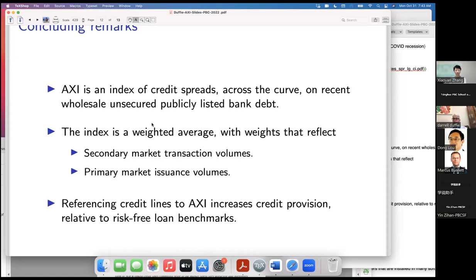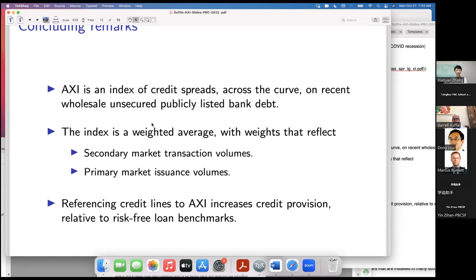And remember, I have no commercial stake in this. I do not get one penny from doing this because I have no commercial interest at all in AXI or anything related to AXI. I'm simply an academic. Second point on my slide is how the index is constructed. It's simply a weighted average of credit spreads with weights that reflect both the secondary market transactions volumes and the primary market issuance volumes.